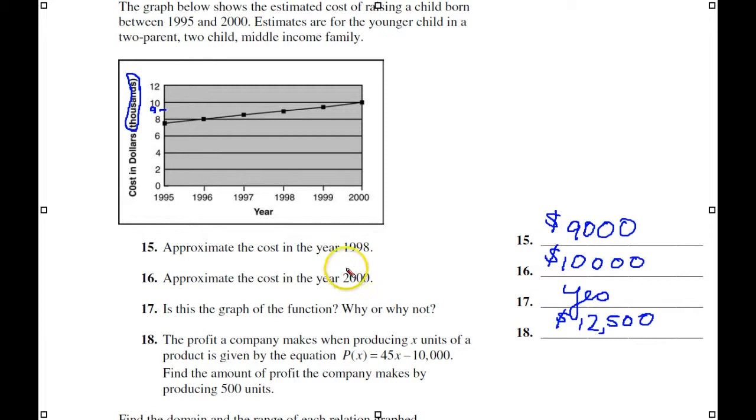And then, of course, in the year 2000, it's right on the line. And does this graph pass the vertical line test? Again, that vertical line, it's only intersecting in one place, so yes. And going on to number 18, they're changing it a little bit. Here's our function of producing X units of a product. Well, what would be the cost of producing 500 units? Well, where the X is, you put 500. Then 500 times this minus the 10,000 gives you 12,500.